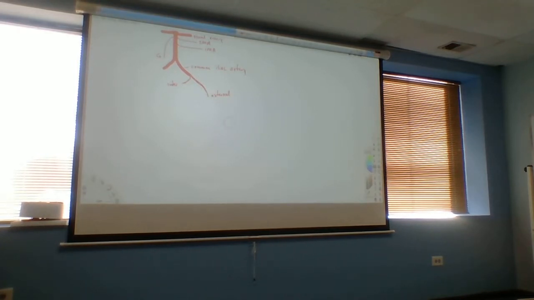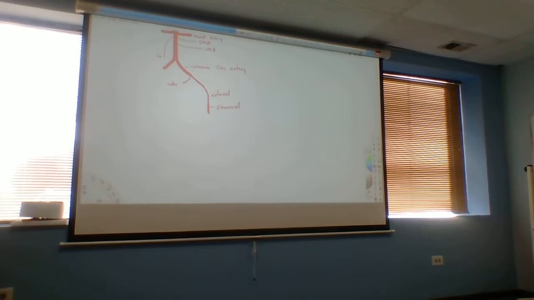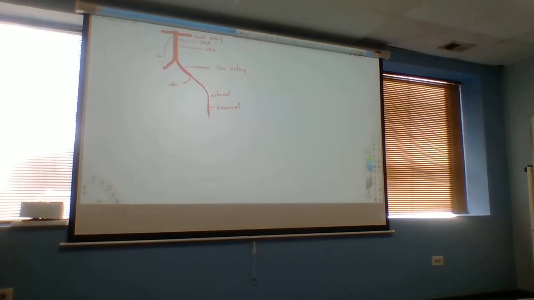Now, external iliac artery will continue and will become... I heard somebody. Very good. It will become femoral artery. And the femoral artery will split and it gives you branches. What would you call those?